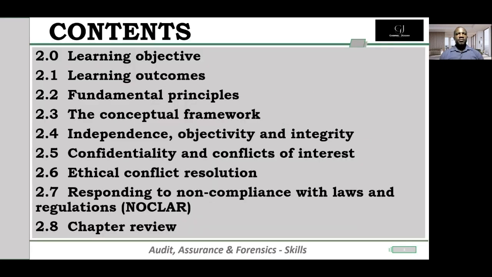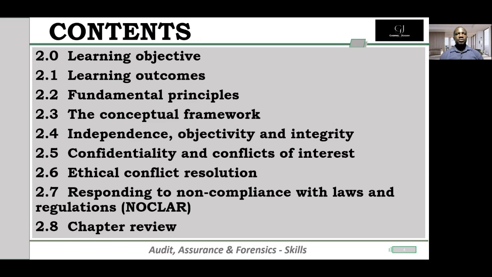Let me give you a quick roadmap of where we are going today. We will start with the 5 fundamental principles, and these are the non-negotiable rules for our profession. Then we will explore the conceptual framework, a structured way to identify, evaluate, and address ethical threats. We'll look at independence, objectivity, and integrity in specific applications, how these principles apply in real-world scenarios. We'll cover confidentiality and conflict of interest, keeping secrets and managing competing loyalties.